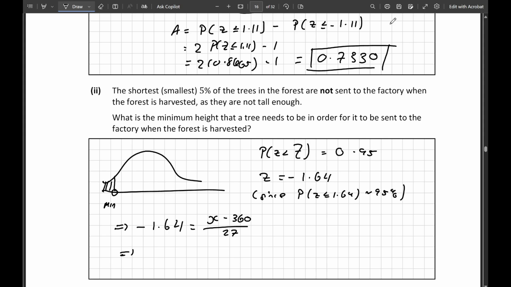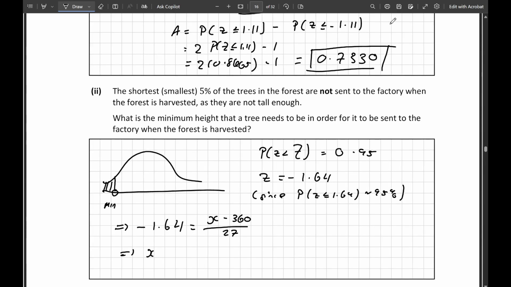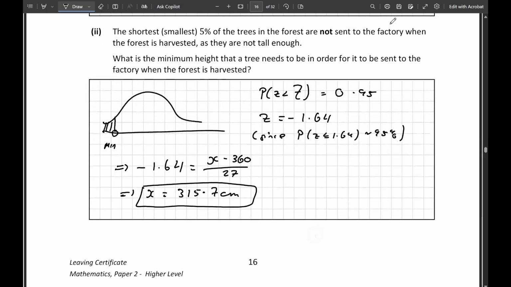So this should be relatively simple. 27 times minus 1.64 and then plus 360. Does it say specificity? No? Okay. So 315.7 centimeters, if I want to be consistent with the units in the question, which uses centimeters.